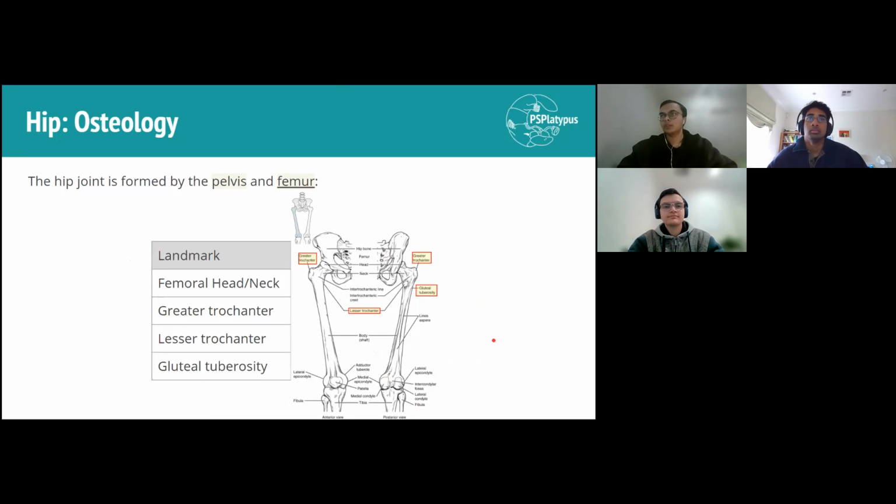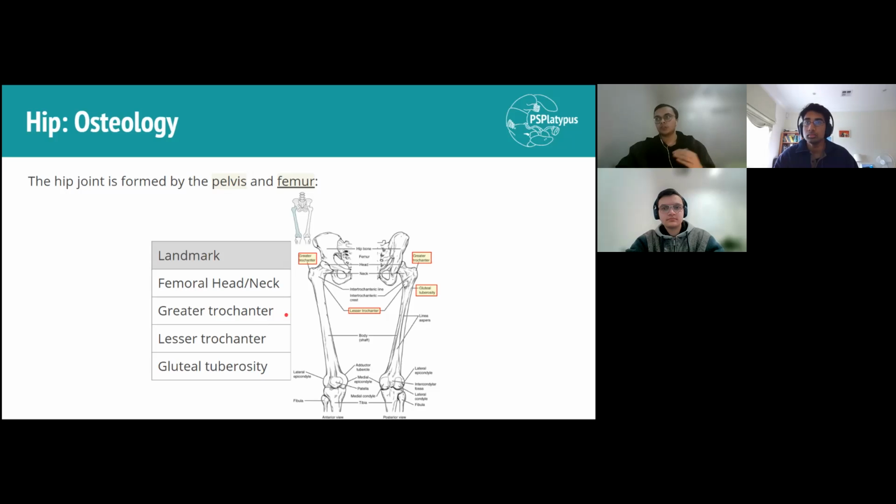All right, and with the femur, you want to keep a couple of landmarks in mind as well. The femoral head and neck, very, very important because they're going to be important for clinical anatomy. The greater trochanter and lesser trochanter. You might have remembered learning about the tuberosities in the humerus, right? The greater tuberosity and lesser tuberosity. It's very, very similar here.